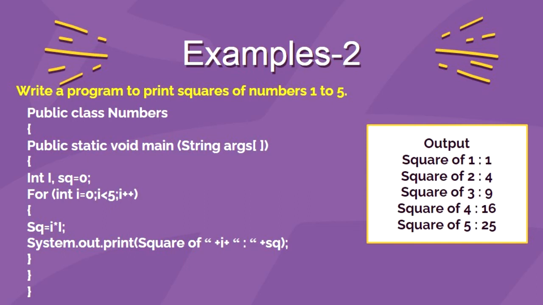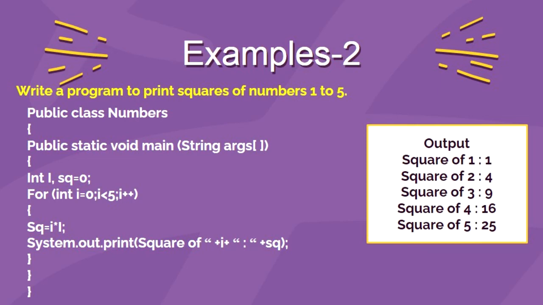So we have given the condition in the test expression that we need to stop the calculation at 5. So how to print this? System.out.print, in double quotes "square of ", i, then ": " and sq. Each time the number will increase: 1, 2, 3, 4 and 5. And sq is nothing but the square of the number.